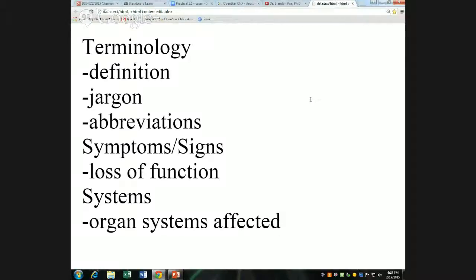We're going to start that discussion with me asking you what terminology you weren't familiar with coming into it. And then we're going to go on with me asking you what symptoms or signs did you find in the case. And then I'm going to ask you which organ systems each of those symptoms or signs are associated with. So I expect everybody's going to walk in knowing that information, and you're going to carry that part of the conversation. I'm just going to ask you those 3 questions, and you're going to do the rest of them.